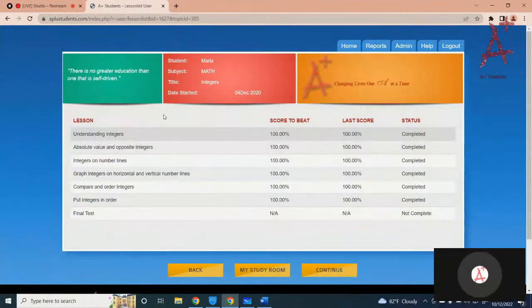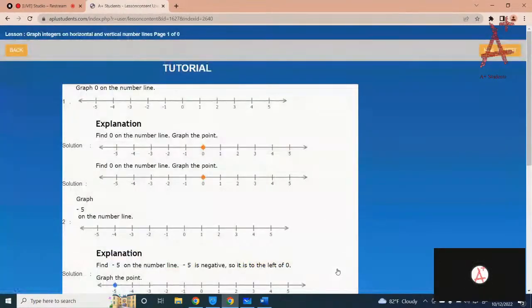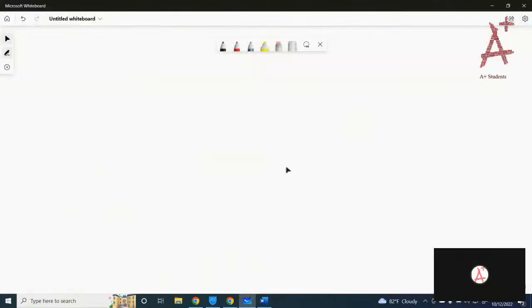The next topic is graph integer on horizontal and vertical number lines. Got it? So you are given with a number, you have to graph the number on the number line. Let's start with an example. Let me write the lesson name on the board. Graph integers on horizontal and vertical number line.